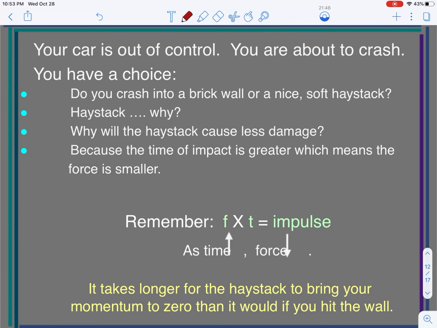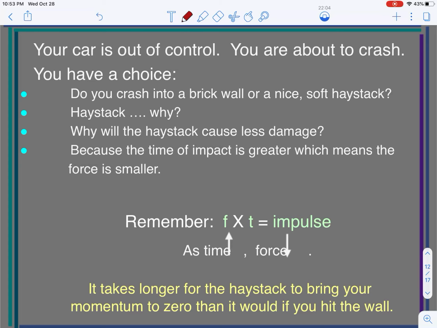All right, let's talk conceptually real quick. If your car is going out of control, you're driving and you've lost control and you're thinking, oh my goodness, I'm going to crash. What am I going to choose to crash into? If I swerve this way, I hit a brick wall.